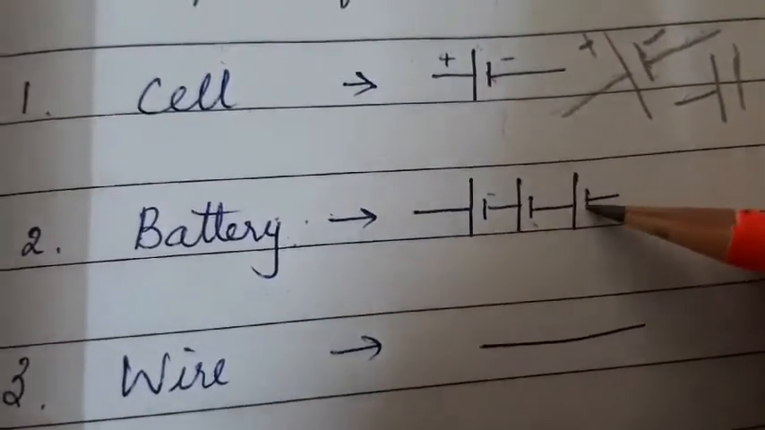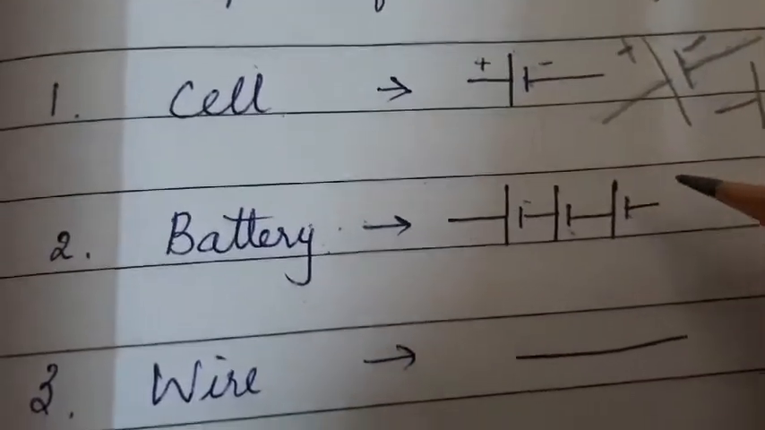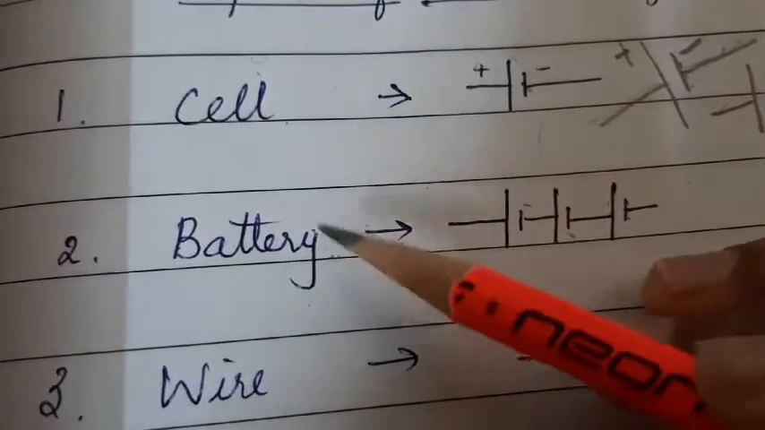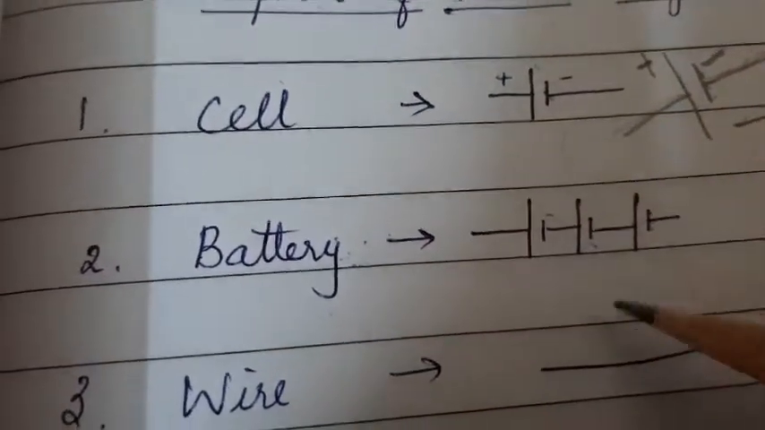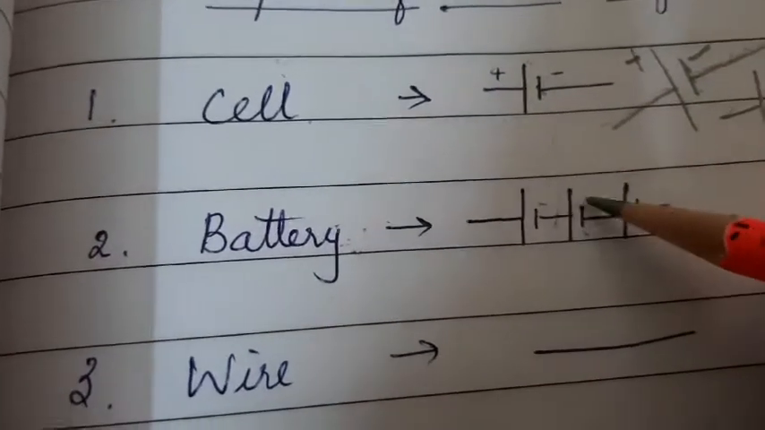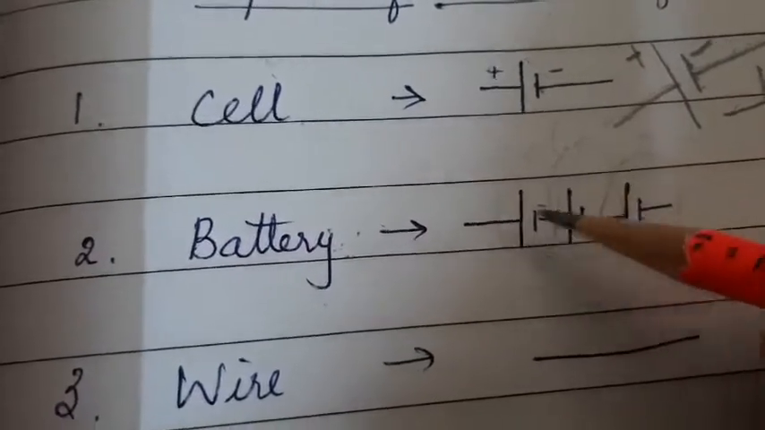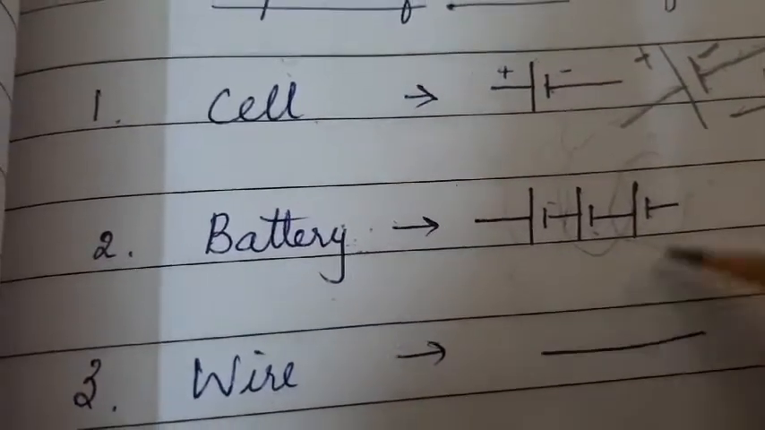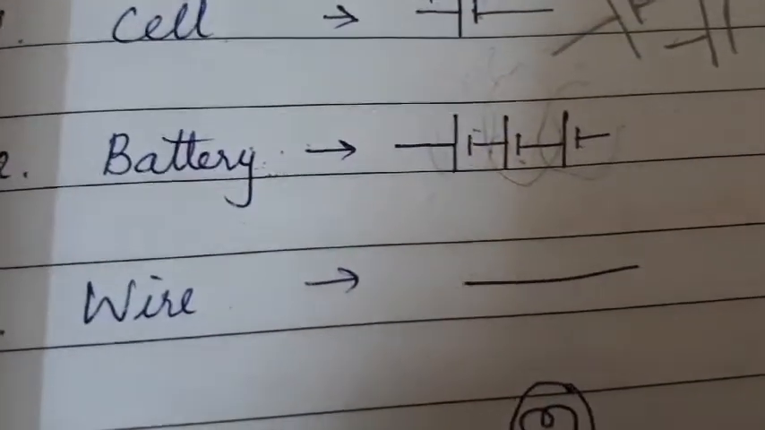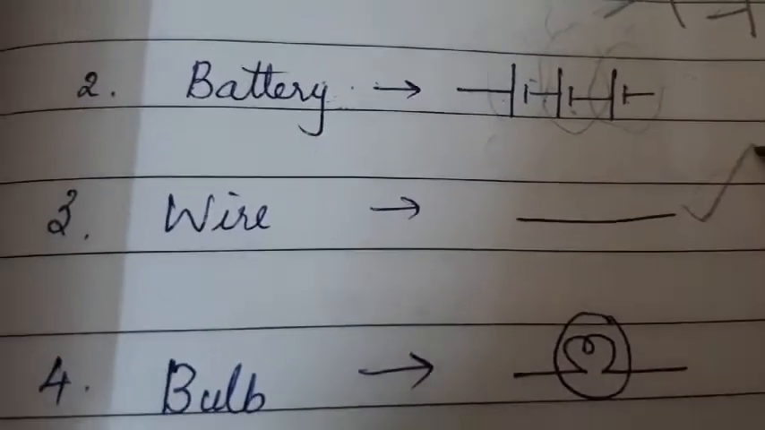It is not necessary only 3 should be drawn. You can draw even 5 or 7 also. The meaning is, whenever 2 or more cells are connected, it acts as a battery. One long line, one short line. This is one cell. And the next is another cell and another cell. So 3 cells are joined here. So this will act as a battery. And as I told you already, wire is nothing but a straight horizontal line.